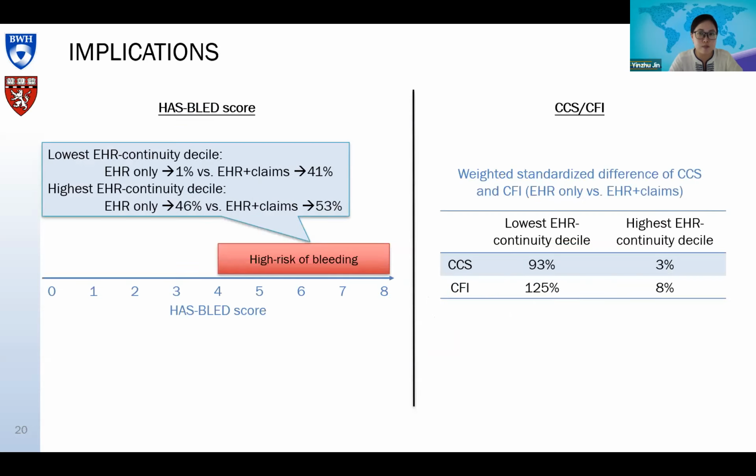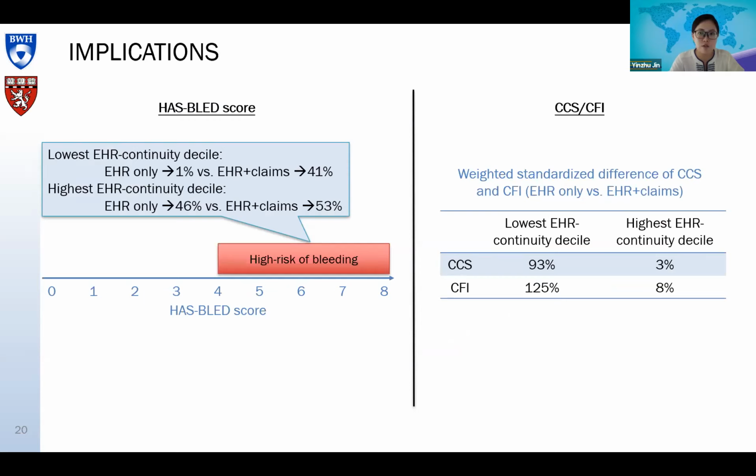Similarly, for the HAS-BLED score, AFib patients who are considered to have a high risk of bleeding, which is a score greater than or equal to 4, were only 1% using EHR versus 41% using EHR plus claims data in the lowest EHR continuity decile. But in the highest EHR continuity decile, the difference becomes minimal, which is 46% using EHR only versus 53% using EHR plus claims.